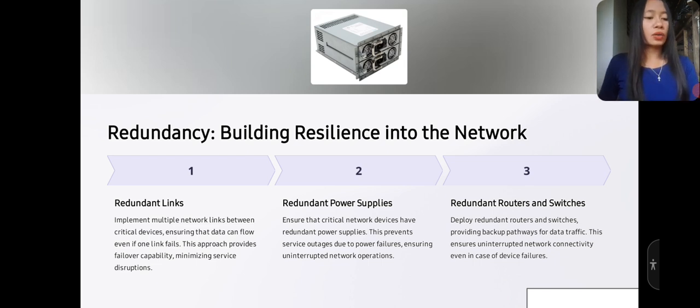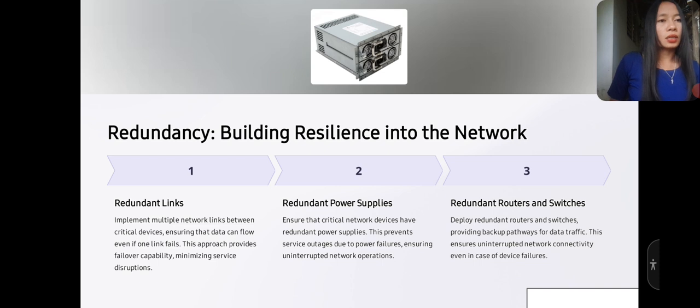The redundant power supplies are commonly used in a server's blade, chassis, and large network equipment. They are used in situations where uptime is critical, such as in hospital healthcare facilities, to ensure a continuous power supply for essential medical service. And the next is redundant routers and switches.